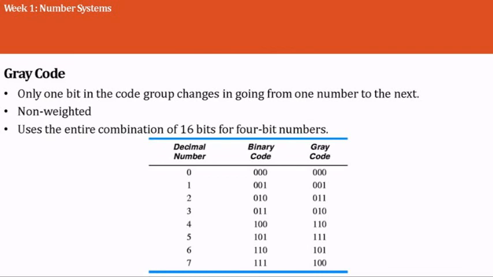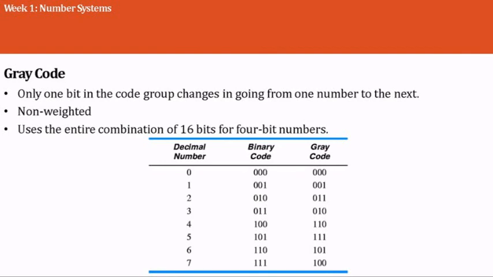And as for the gray code, only 1 bit in the code group changes in going from one number to another. It is non-weighted, and it uses the entire combination of 16 for a 4-bit number. Given here we have the binary code, and this is the gray code. And how are we going to derive the gray code from a binary code?